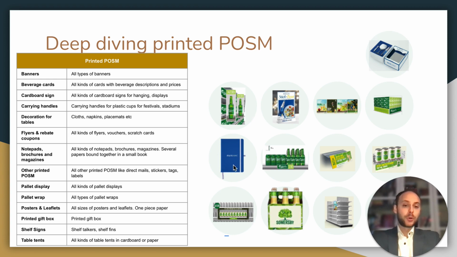It can be notebooks, it can also be the shelf fins that you see up here. It can be table talkers, which is this one, or it can be pallet wraps, shelf wobblers, as you see here, that can convey promos, price, and last minute communication when you have the shopper right in front. So again, there are multiple different POSM when it comes to printed POSM.